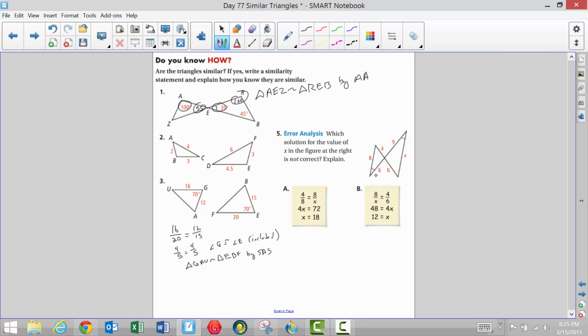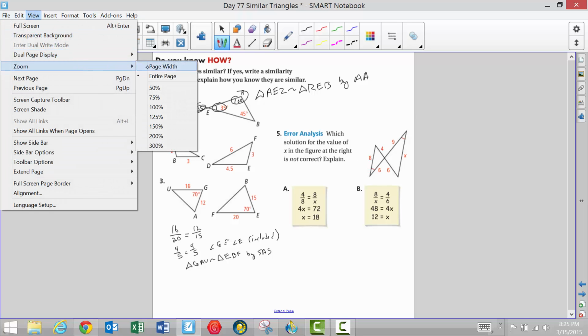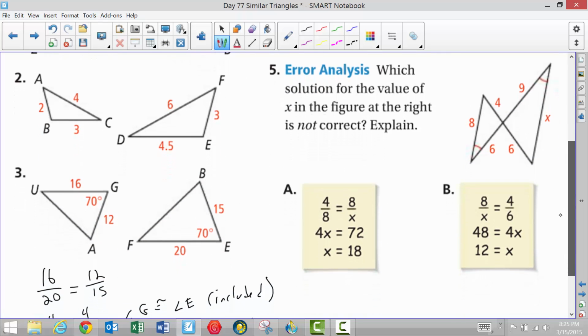An error analysis: which solution for the value of x in the figure at the right is not correct, and explain. So let's zoom in. Which value of x is not correct? Well, I know that this is 8, 6 in the congruent angle. You also have 4 and 6. So here in this case, I have 8 and 6, and 9 and x. Well, let's look at it here.